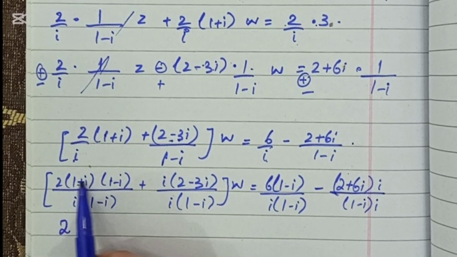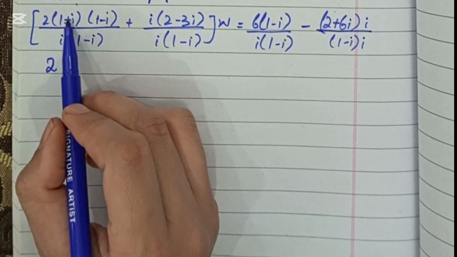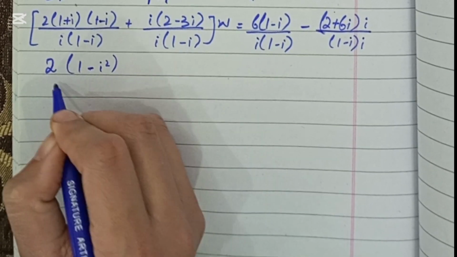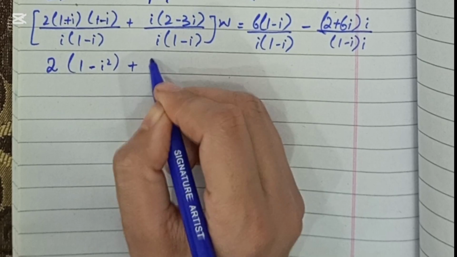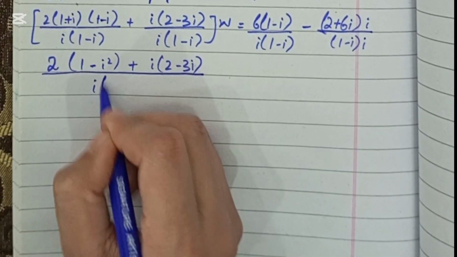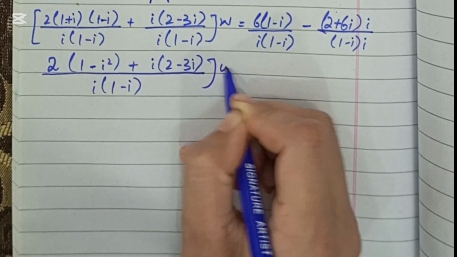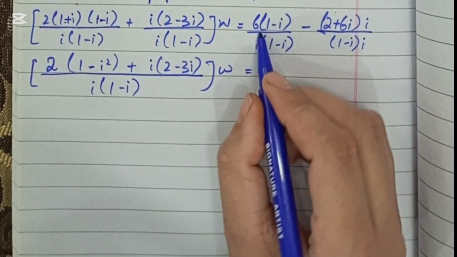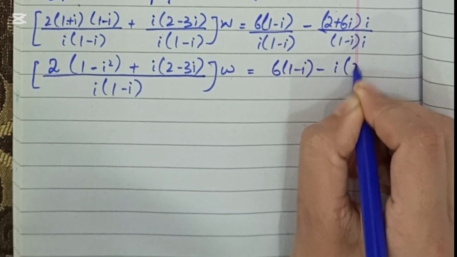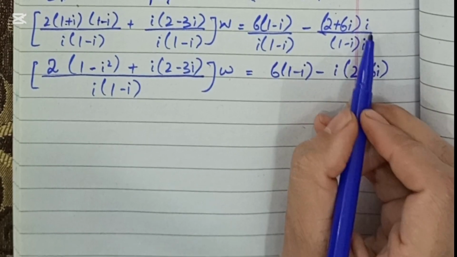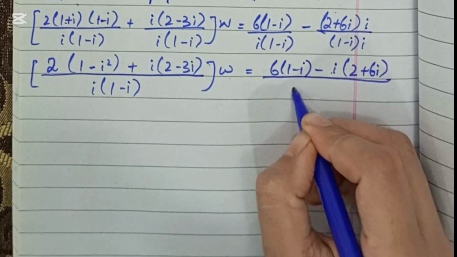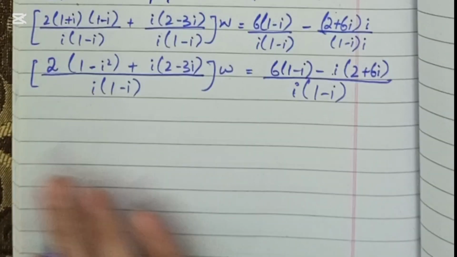Now as you see, it completes the formula of a square minus b square, that is (a plus b)(a minus b). So this is a square minus b square, plus this is iota into (2 minus 3 iota), the whole divided by iota into (1 minus iota). Now 6 into (1 minus iota) minus iota into (2 plus 6 iota). It doesn't make any difference when you write iota here or here. Okay. So this is how you have to write.